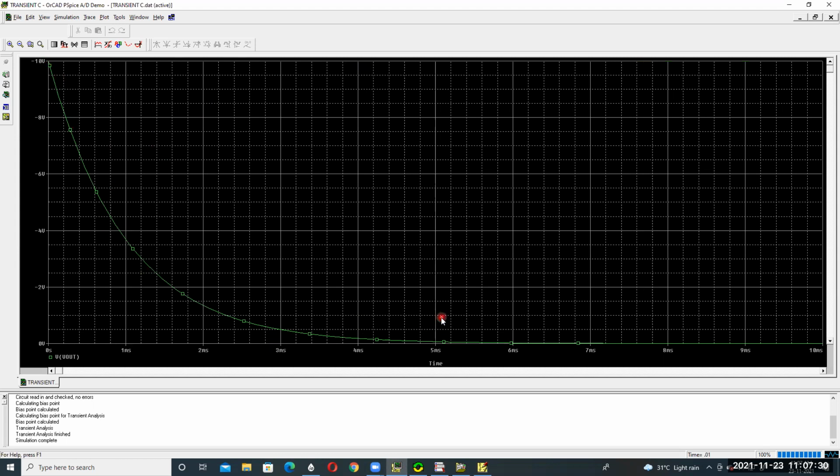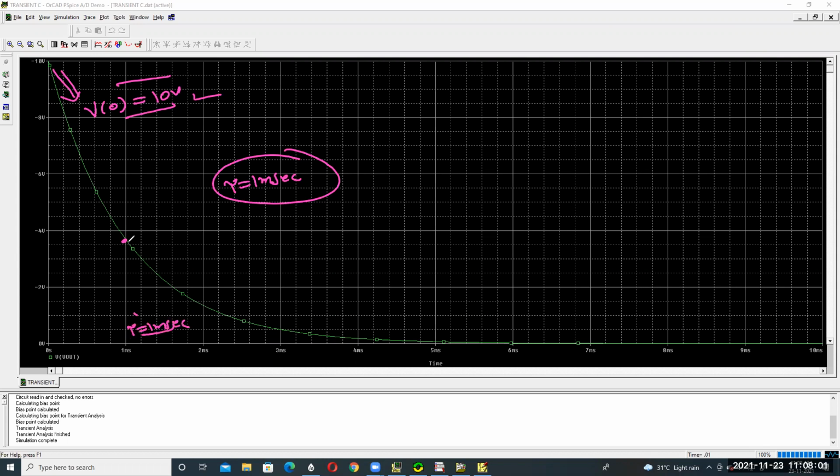Here, what is the initial voltage across the capacitor? This is the initial condition: at t equal to 0, we have 10 volts. Then what is the time constant here? The time constant is equal to 1 millisecond. So at time t equal to 1 millisecond, this is the time in milliseconds, and it exponentially decreases like this.